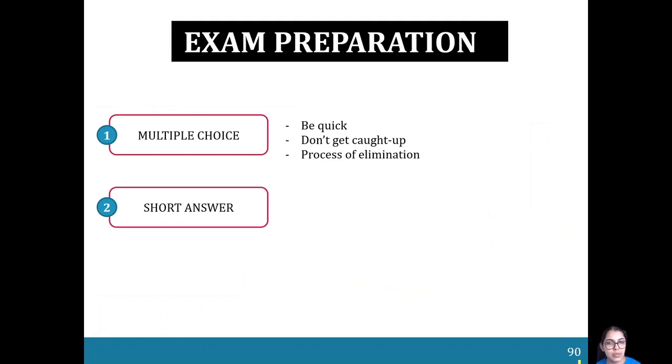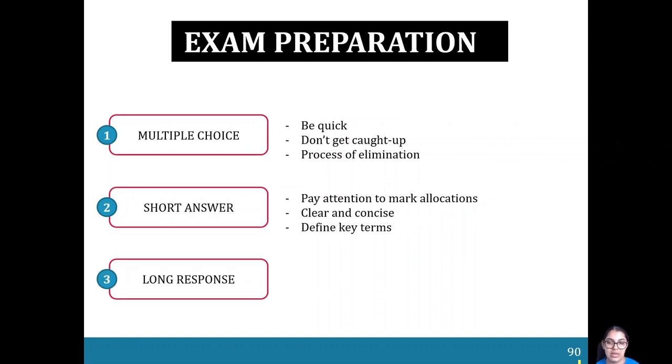Exam prep: when it comes to multiple choice, don't get caught up. Use process of elimination and be quick. Short answer questions: pay attention to mark allocations, use clear and concise terms, and also define the key terms before you begin. Also, if you find anything that you are not sure about, leave it, move on, and come back to it. It's a very underrated technique and suggestion, but I think it always works really well.